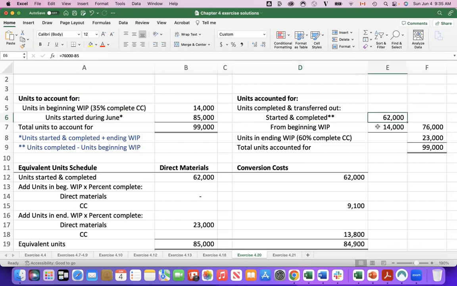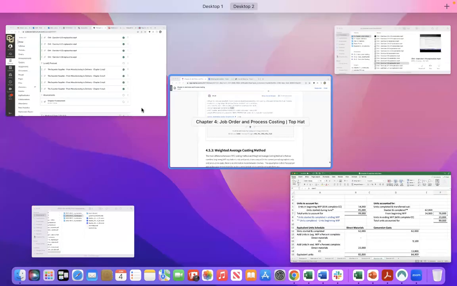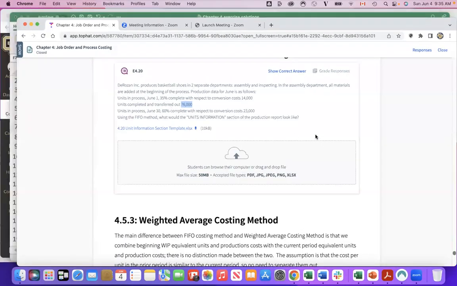Of those, 14,000 were from beginning, so total completed and transferred out was 76,000, which again, we have here.